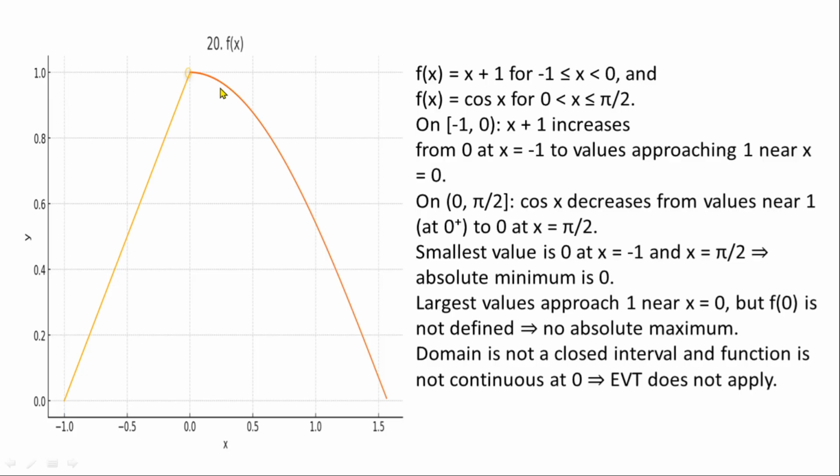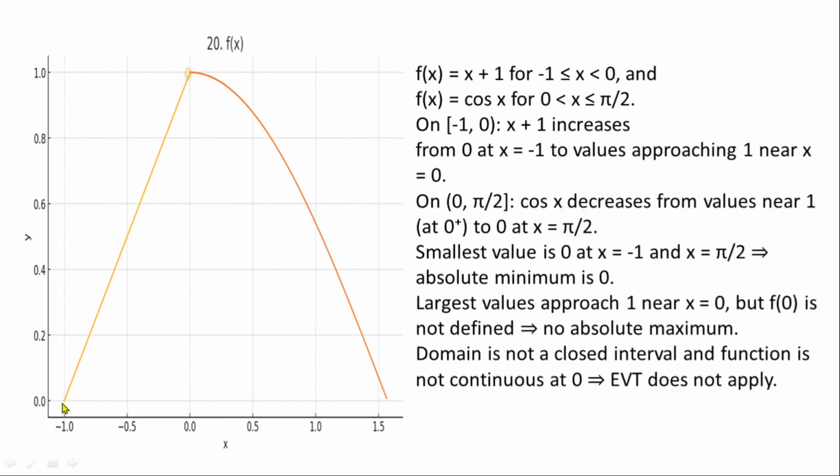Let us see this example: f of x equals x plus 1 for minus 1 less than or equal to x less than 0, and f of x equals cos x for 0 less than x less than or equal to π/2. When you observe this function, f of x equals x plus 1 includes minus 1 and excludes 0.